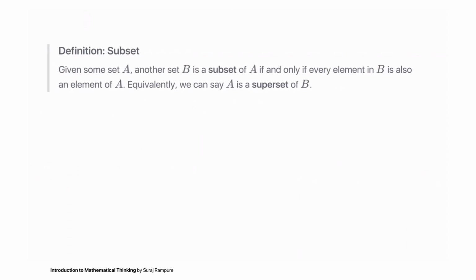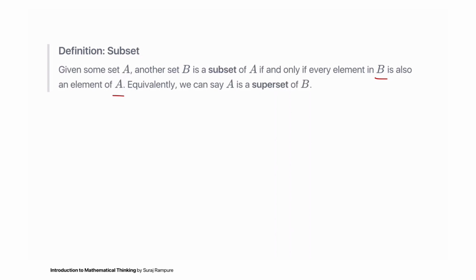Now let's define what a subset is, okay? So given some set A, we say another set B is a subset of A if and only if. So this means this condition goes both ways. We'll talk more about this when we get to propositional logic. But B is a subset of A if and only if every element in B is also an element of A. And equivalently, we can say A is a superset of B.